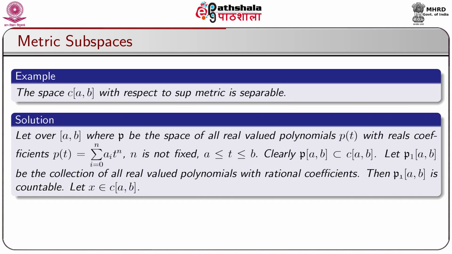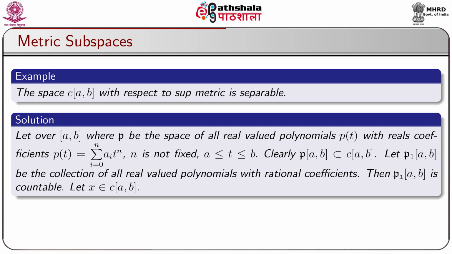Now, in my earlier discussions, we have learned some examples of separable metric spaces in finite dimensional cases. Now, we shall put some examples of separable metric spaces in infinite dimensional cases. We get an example that the space C[a,b] with respect to the sup metric is separable. That means the metric on C[a,b] is defined by d(f, g) equals the supremum of |f(t) - g(t)|, where t is taken in the closed interval [a, b].